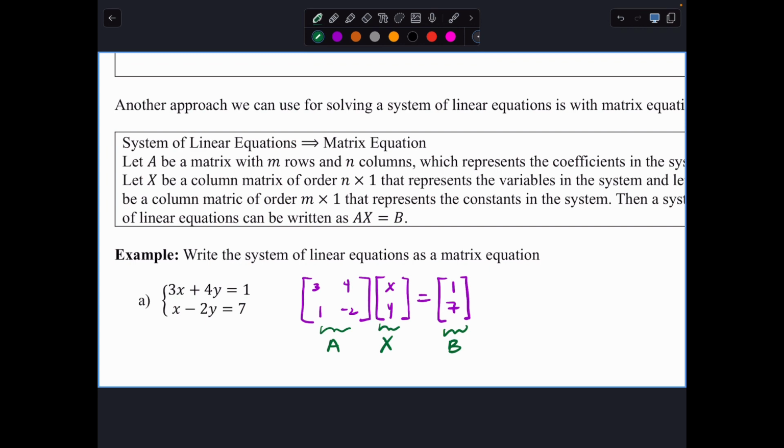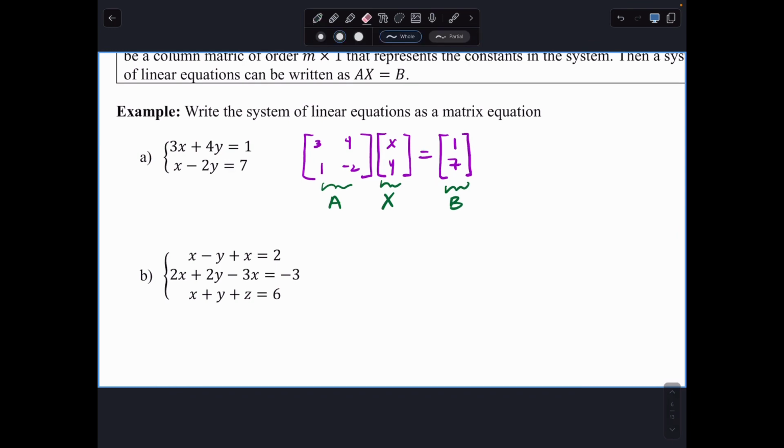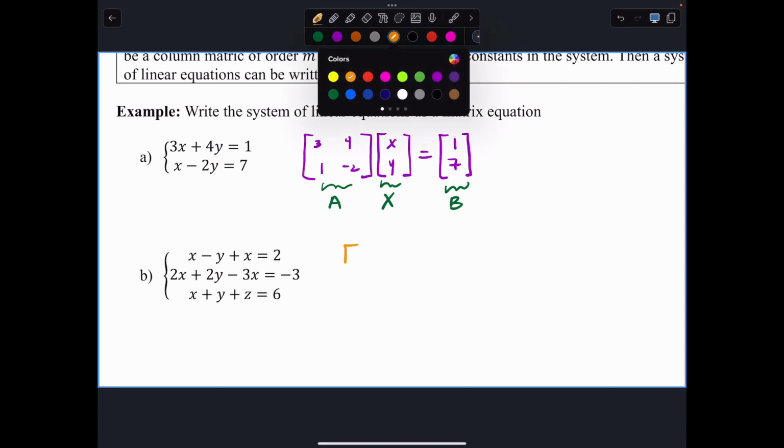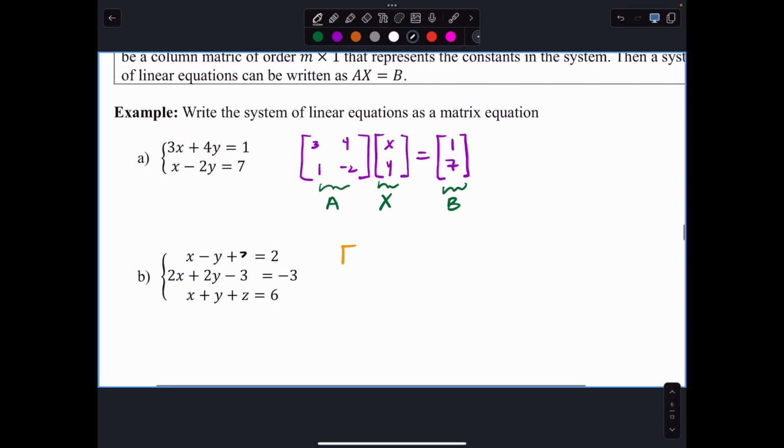Do we see that? Okay, so let's practice doing that with this system that has 3 equations and 3 variables. Oh, I have typos. Do you see the typos? Those are supposed to be Z's. Z. There we go.